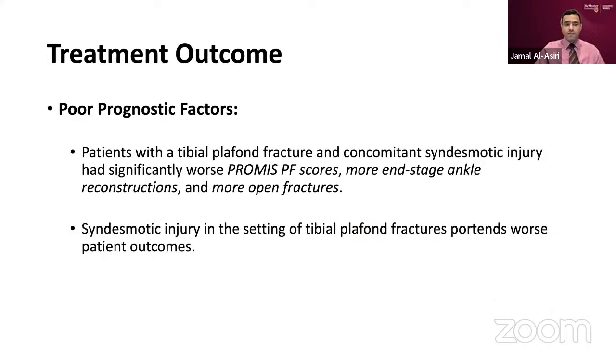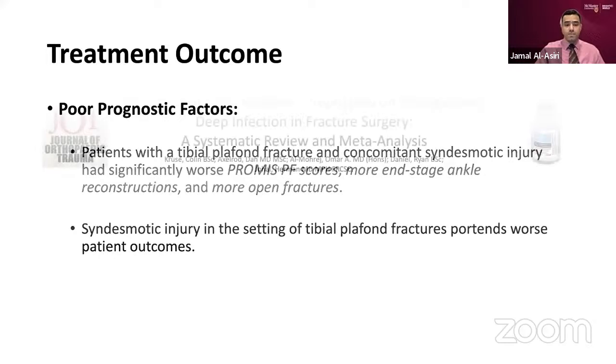Another poor prognostic factor is when the tibial plafond fracture is associated with a concomitant syndesmotic injury, which has a significantly worse PROMIS score, the patient-reported outcome, and has more end-stage ankle reconstruction surgeries and also more open fractures. Syndesmotic injuries in the setting of tibial plafond fractures portend worse patient outcomes.